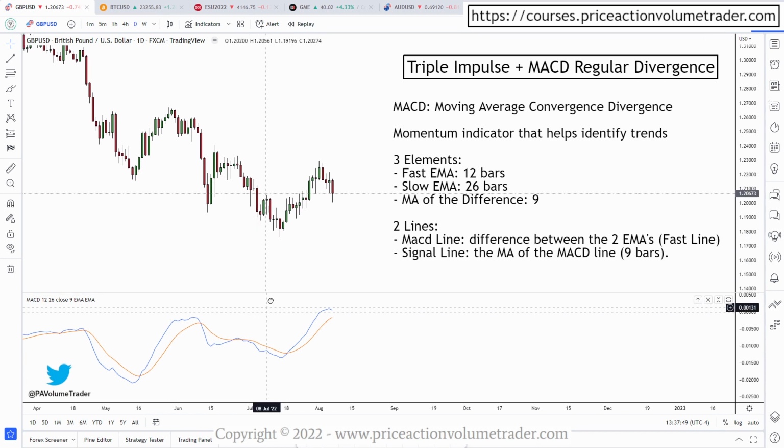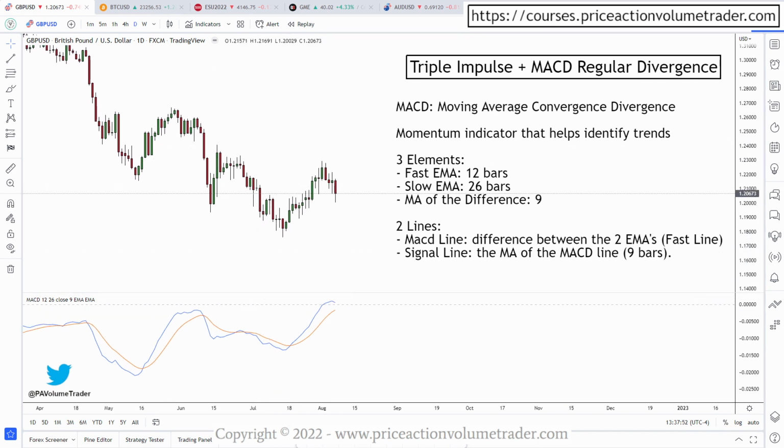So what does this strategy consist of? What we're going to do is look for divergences. And like I said, here we have a nice example on British pound dollar on the daily chart. We have price making 3 drives lower, and then we have MACD making higher lows in this case. So this is what we would call a regular bullish divergence.